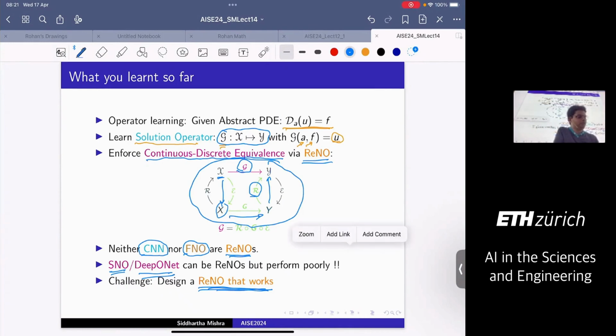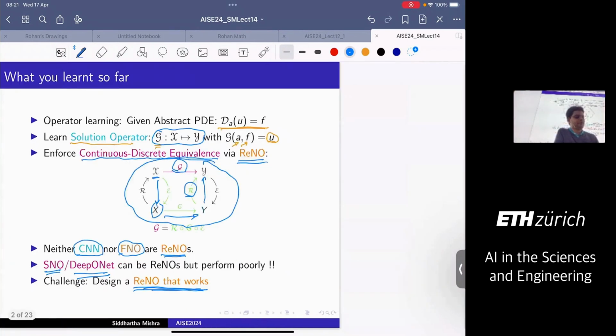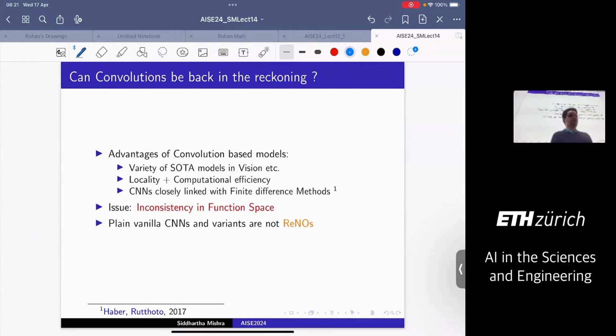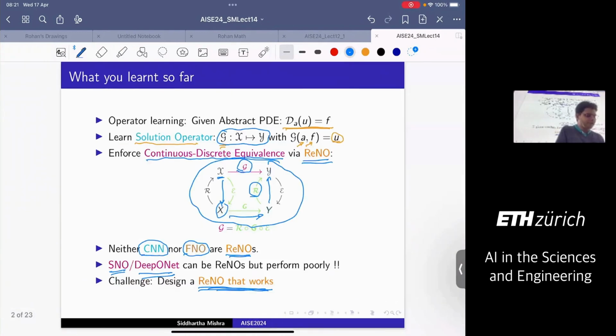And to do so, what we are going to do is to essentially bring back convolutions. If you remember, both CNNs and FNO were doing convolutions, right? So the essential mode of operation was always convolution. So CNN did it in physical space and FNO in Fourier space, if you recall correctly.